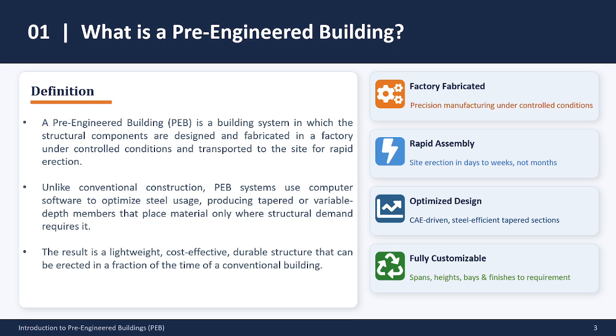So what exactly is a PEB? Simply put, it is a building system where all structural components are designed and fabricated in a factory under controlled conditions and then transported to the site for quick assembly. Unlike conventional buildings, PEB systems use computer software to optimize steel use, resulting in tapered members that place material only where the structure actually needs it. The outcome is a lightweight, cost-effective structure erected in days or weeks rather than months.